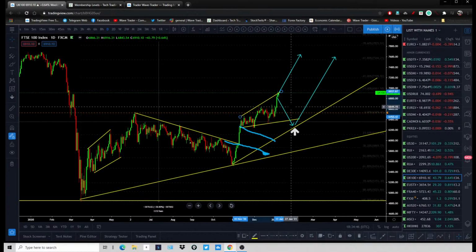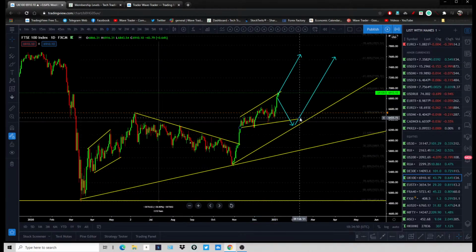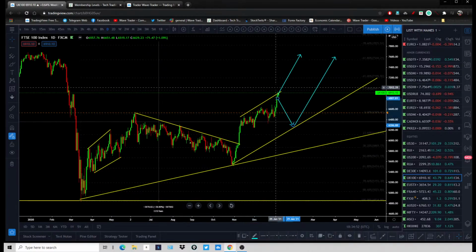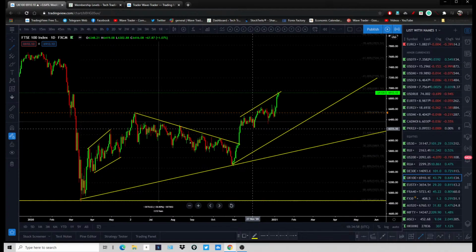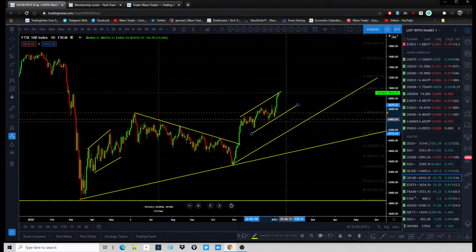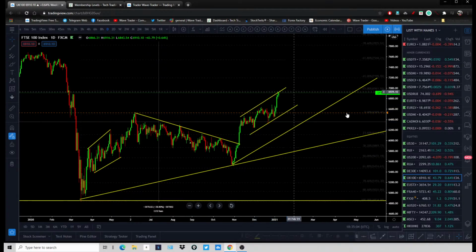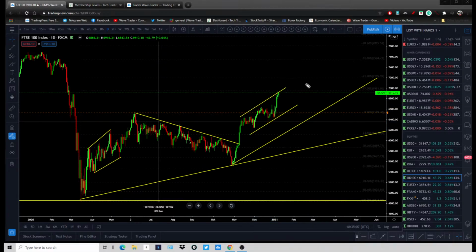Let me change that formation. So it still has good potential for 2021. It's still far behind the US equities, far behind many other equities. So you're looking for another pullback, you're looking for that trade.